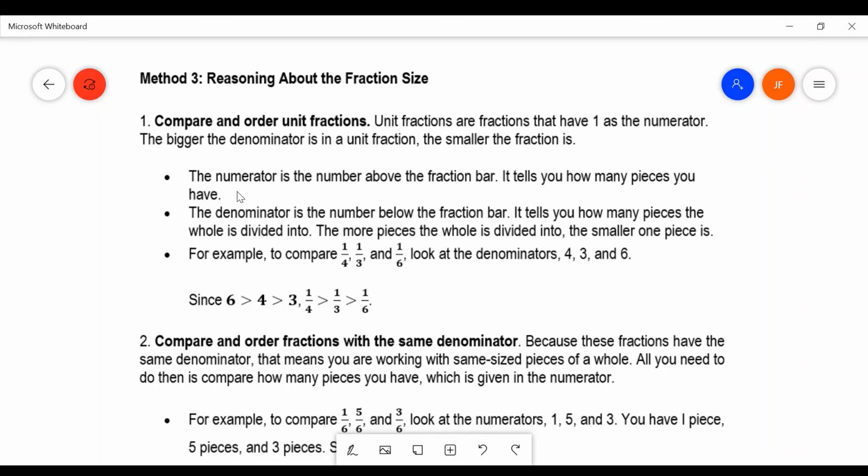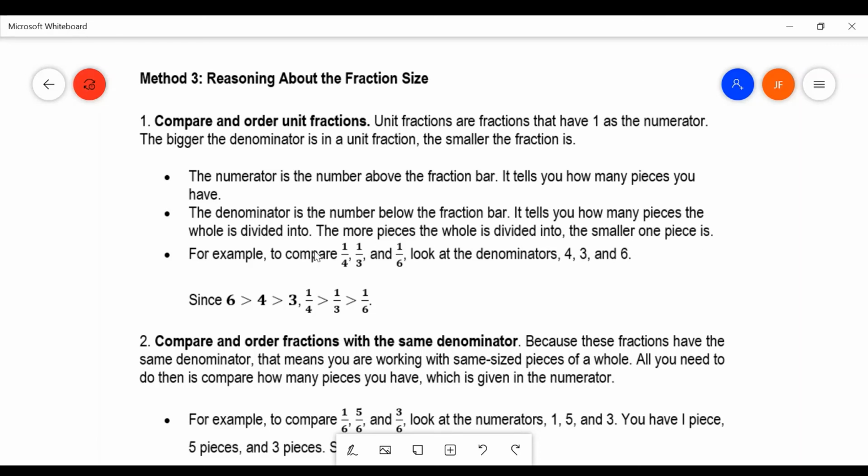The numerator is the number above the fraction bar. It tells you how many pieces you have. The denominator is the number below the fraction bar. It tells you how many pieces the whole is divided into. The more pieces the whole is divided into, the smaller one piece is.